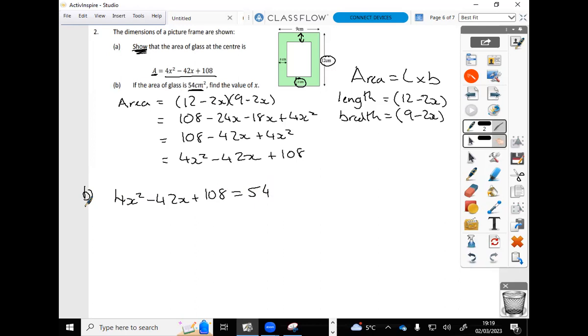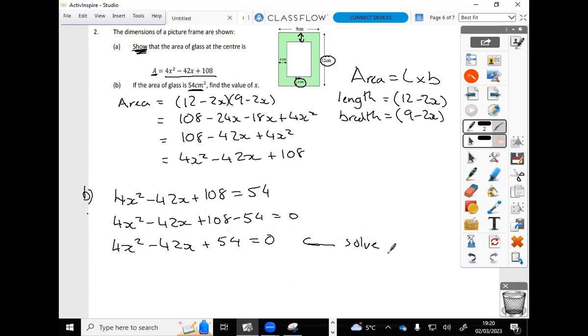Now to solve, we want to leave a 0 on the right hand side. So we bring that 54 over to the left hand side and then just tidy that up. And then we're solving that expression.